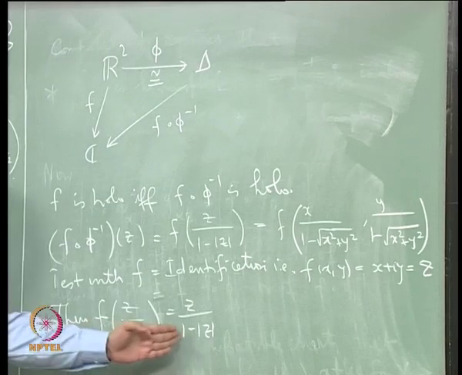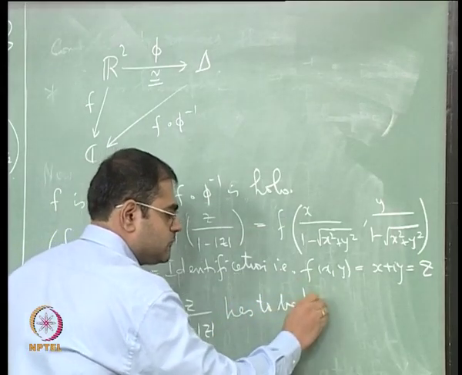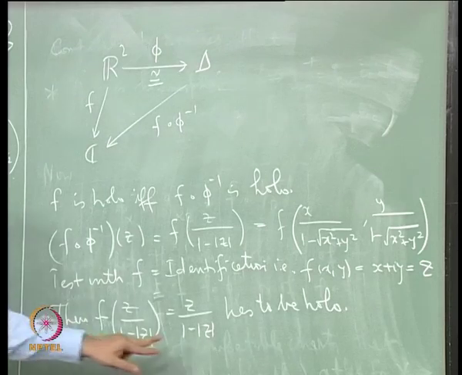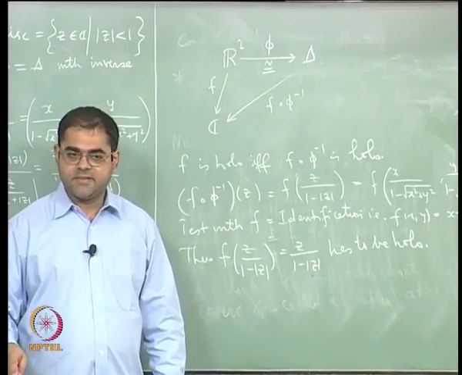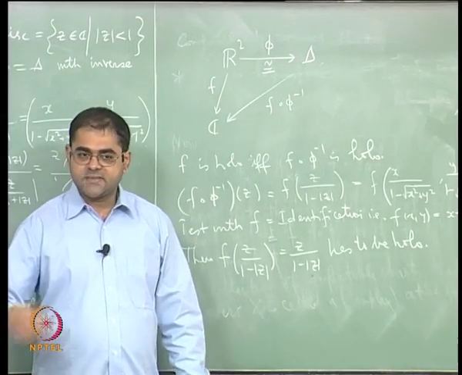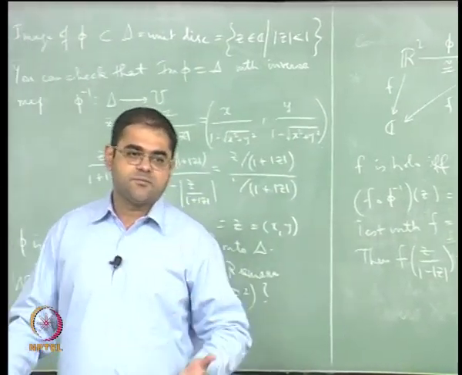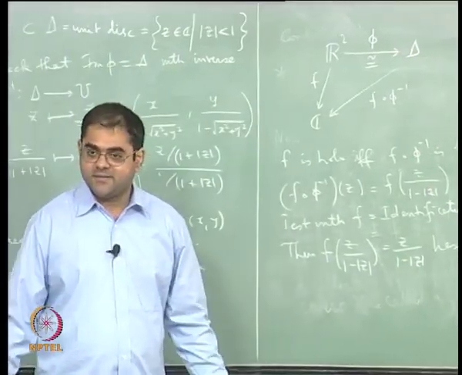And then this has to be holomorphic, but it is not. F of z going to z by 1 minus mod z is not holomorphic, because you can see that this mod z is the square root of z z bar, and you know that the moment a z bar term comes, the function cannot be holomorphic. The partial derivative of f with respect to z bar has to be 0. So z going to z by 1 minus mod z is not holomorphic, okay.